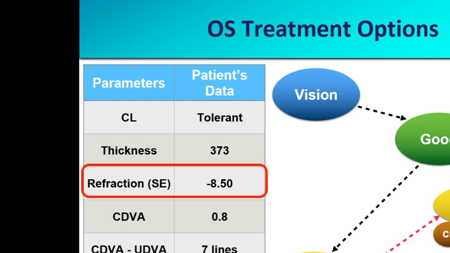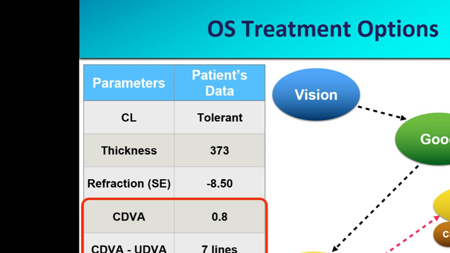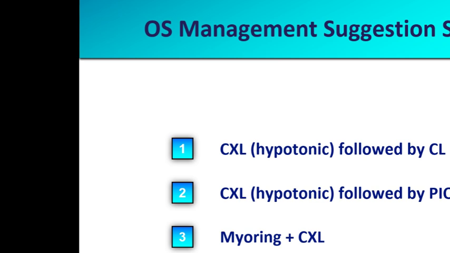I forgot to remove it. Refraction is very high. No glasses, yes, very good. Now, yes, K-max is 47.5. So either to go for cross-linking hypotonic followed by contact lenses, or cross-linking hypotonic followed by phakic IOL, or to go for myoring.